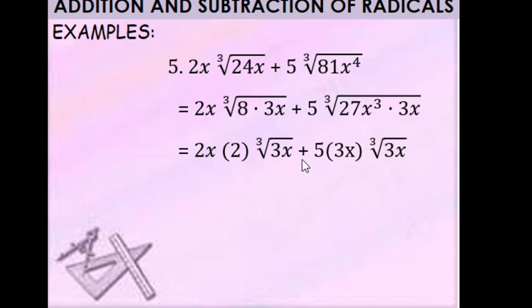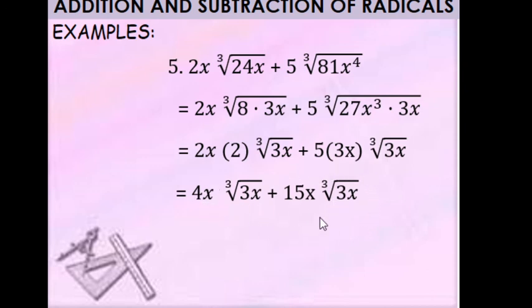So yung 2 times x and 5 times 3x. So we have 2x times 2 is 4x cube root of 3x. So, inilagay lang natin siya dito or itinabi lang natin. Plus 5 times 3x is 15x. Then, itinabi lang ulit natin yung cube root of 3x.